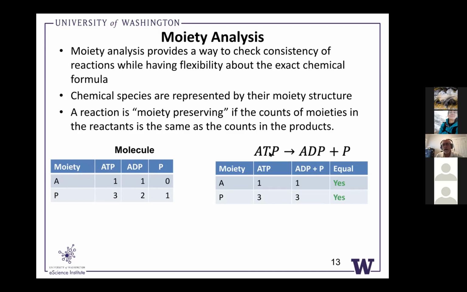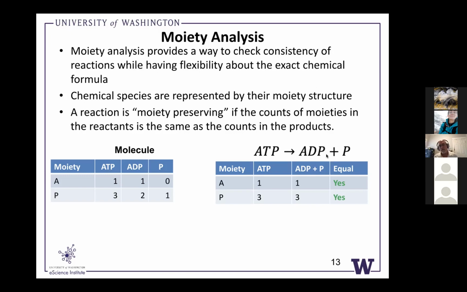Then if I look at a chemical reaction, like ATP goes to ADP plus inorganic phosphate, I do the analysis of basically just counting up the moieties. So I have an adenosine and an inorganic phosphate moiety. ATP has 1 adenosine, 3 inorganic phosphates. ADP plus the inorganic phosphate has the same counts. These are all equal, so it is moiety balanced. As we know before, this is true. It is not technically mass balanced because I'd have to include water in there, but it is moiety balanced.